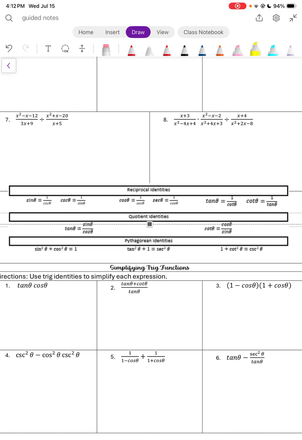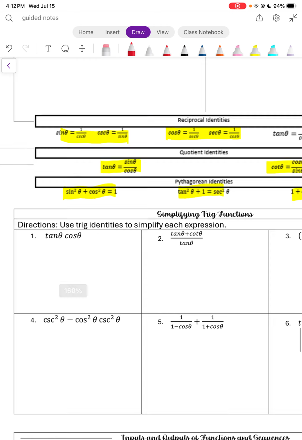You can turn secants and cosecants into sines and cosines using reciprocal. We can turn tangents into sines and cosines using your quotient identity or the cotangent. Since it's the reciprocal of tangent, we can turn it into sines and cosines as well. If you're ever dealing with squareds, and especially if there's something squared mixed with ones, that's when your Pythagorean identities come into play. So let me show you what I mean by simplifying these.